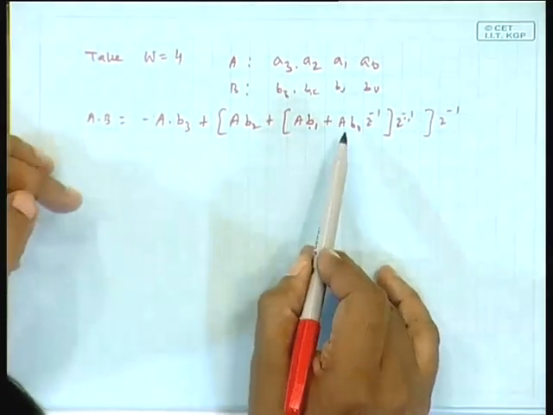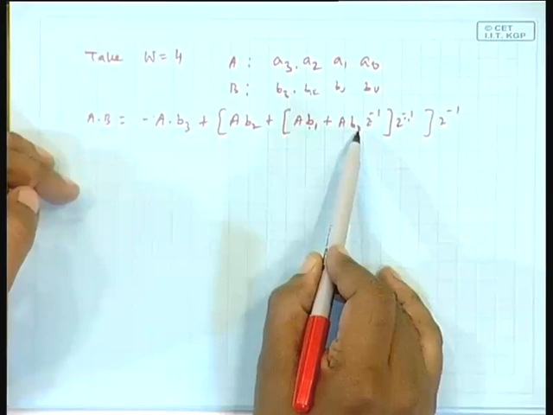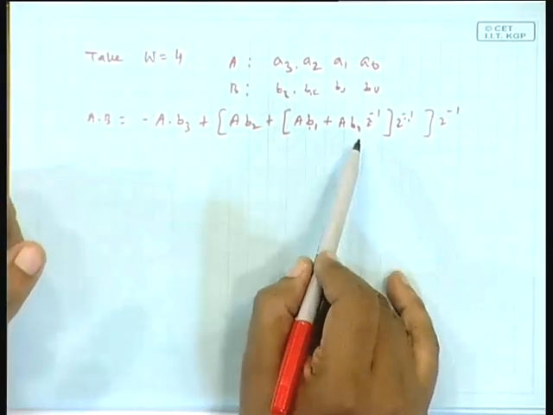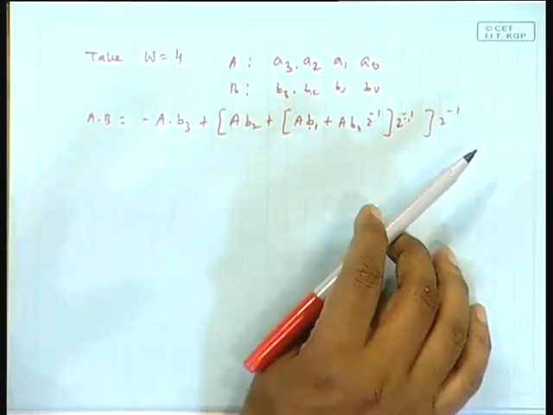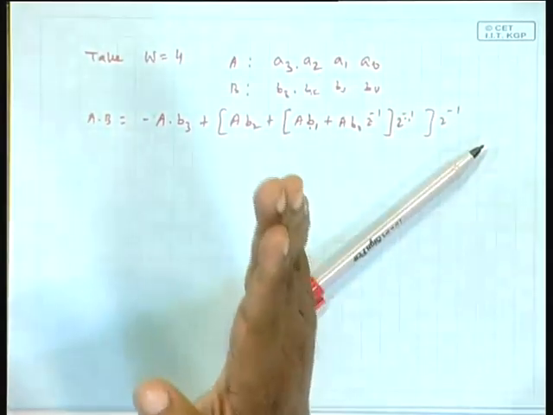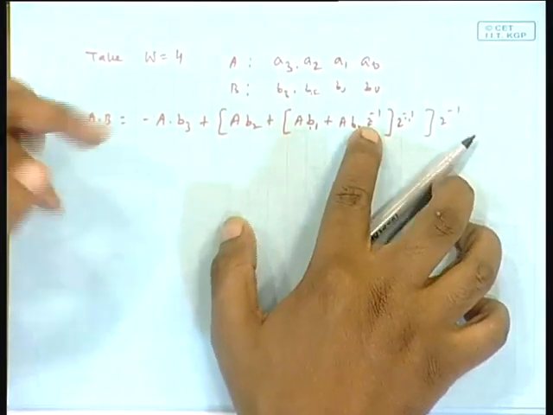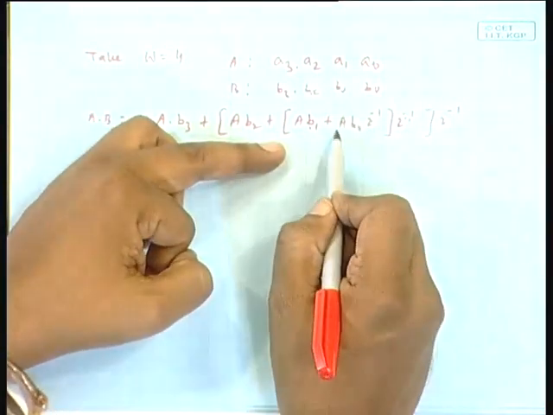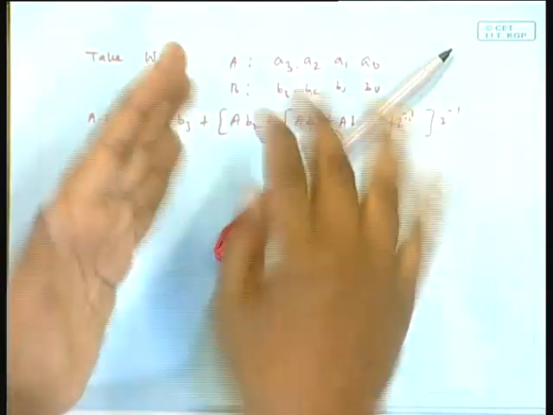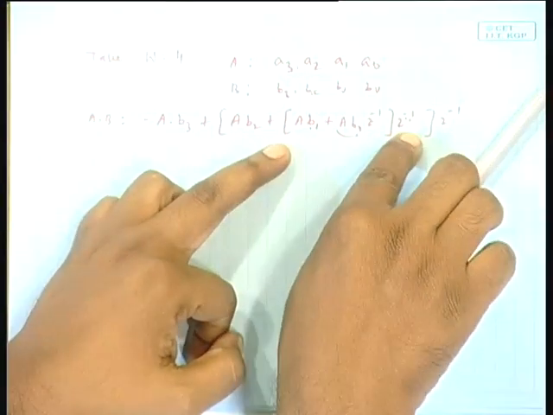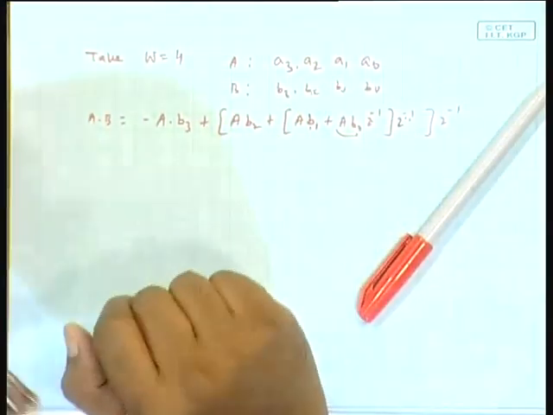Now, consider first A into B0 and then A into B1 and all that. A into B0 is a decimal number, whatever it is, and then I have to add that with A into B1, but remember there is a 2 to the power minus 1. So this product needs to be shifted to the right by 1 and then added with this, and again that is to be shifted to the right by 1 and then added, something like that. Okay.